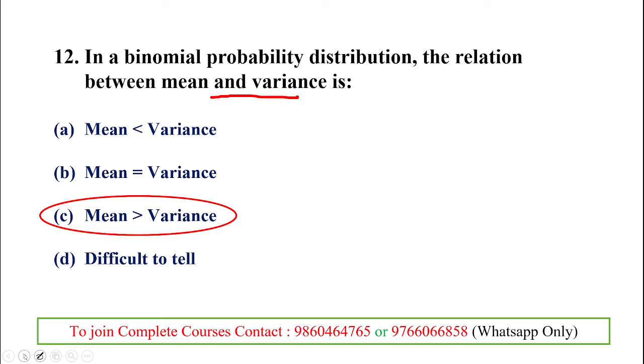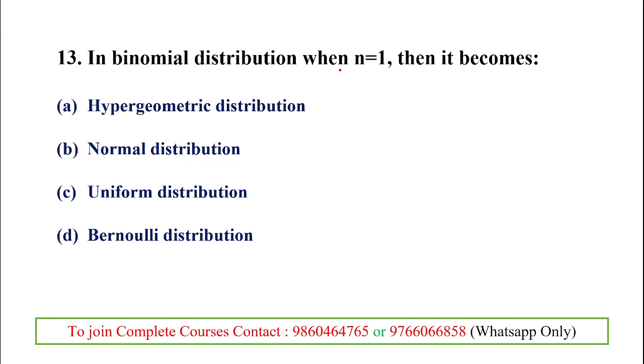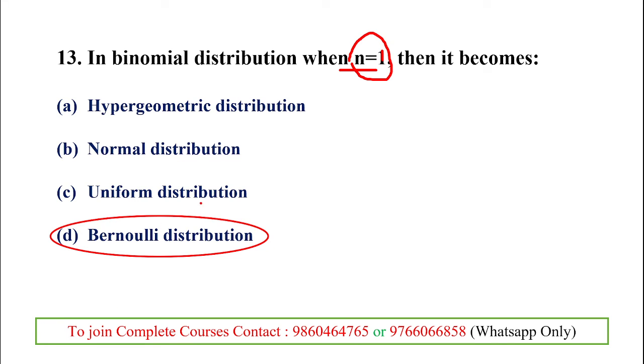And the next question: binomial distribution when n equals 1. Then it becomes what type of distribution? In a binomial distribution, one of the parameters is n, the number of trials. So when the number of trials equals 1, does it indicate a hypergeometric distribution, or normal distribution, or uniform distribution, or Bernoulli distribution? And the answer is: a binomial distribution when n equals 1 is a Bernoulli distribution.